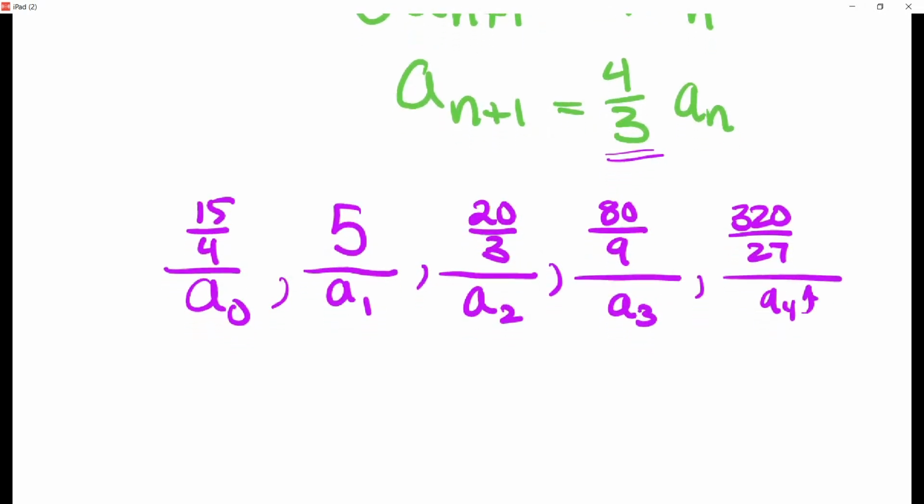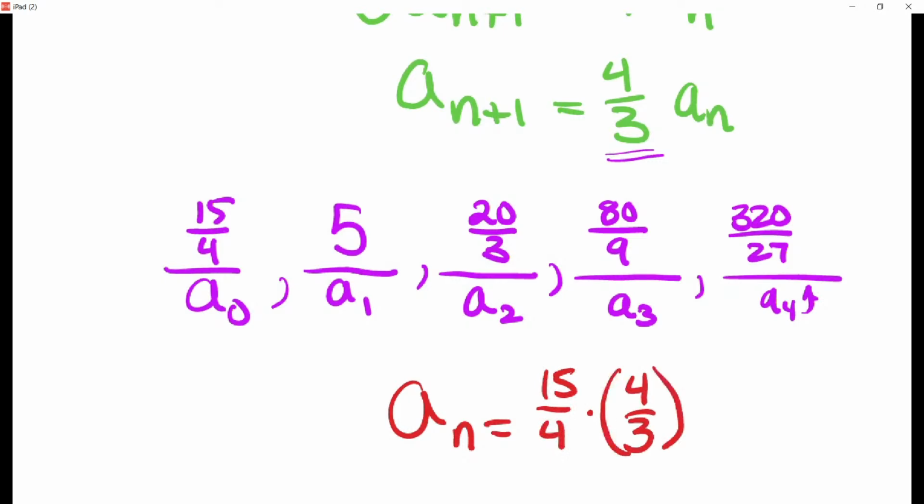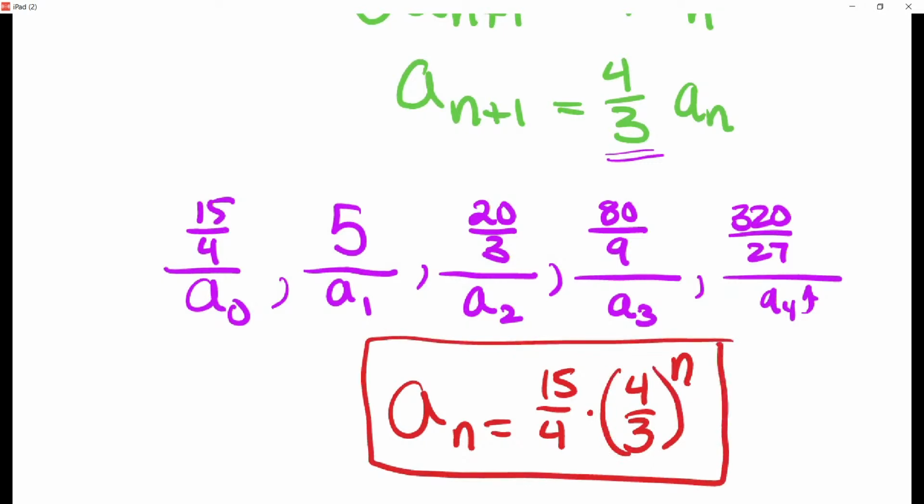Now let's just put it all together. So the formula that we want is a sub n is the starting point times the something to the nth power. And that's the formula. You can double check the formula. In fact, I encourage you to do that. Plug 4 into this, and you'll get this number. So you get 4/3 to the 4th power.